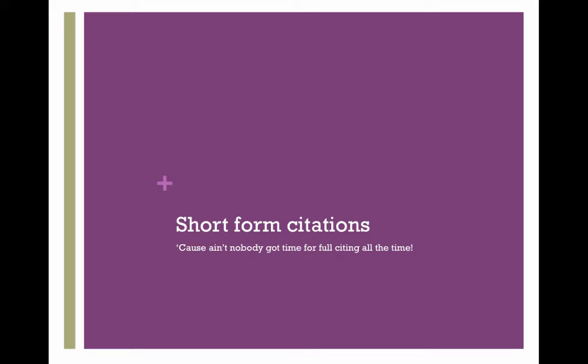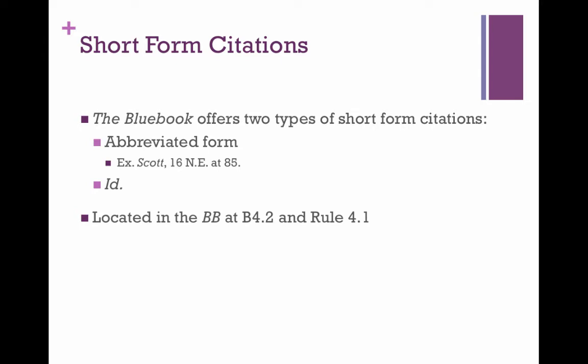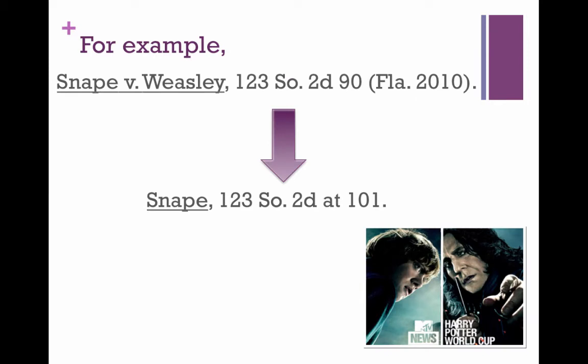Okay, so we're going to talk about short form citations now, and this is going to help you so that you don't have to spend time fully citing cases every single time you use them. There are two types of short form citations. One is an abbreviated form and one is ID, which I'm just going to refer to as ID. You can look at Bluebook Rule B4.2, that's in the blue pages, or Rule 4.1, that's in the white pages. So this is an example of an abbreviated form.